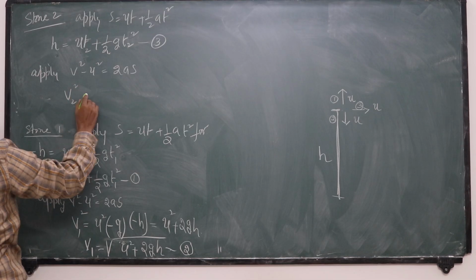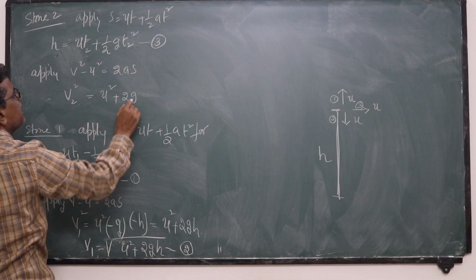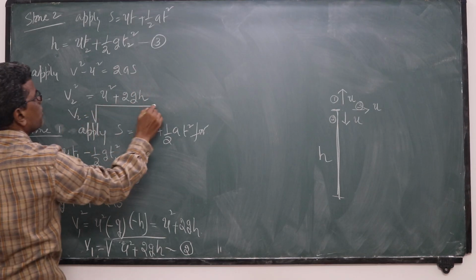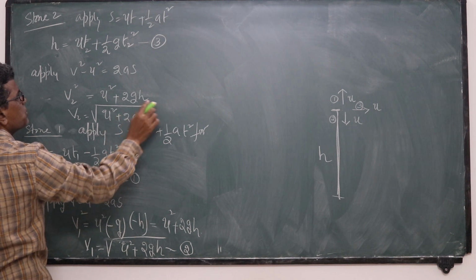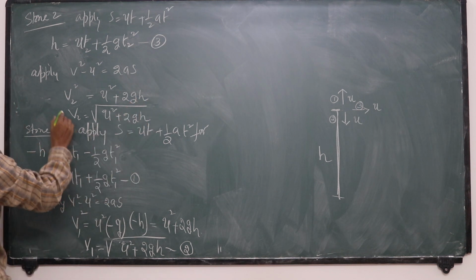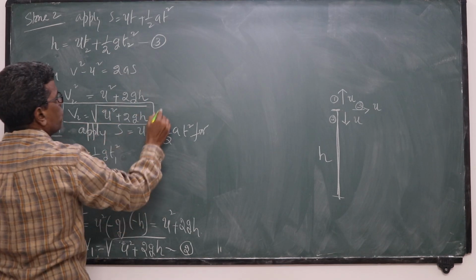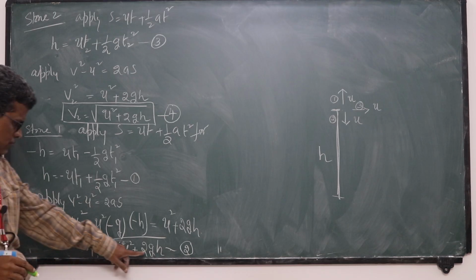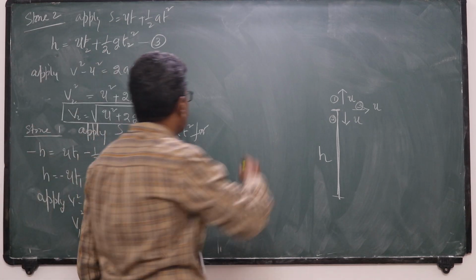v2 square, bring this u square to this side, plus 2gh. So v2 is equal to the square root of u square plus 2gh. You call it equation 4. See, in equations 2 and 4, we got the same, v1 is equal to v2. Okay, next for stone 3.